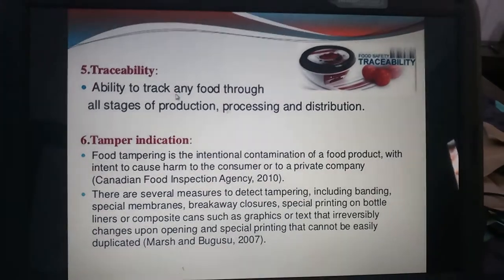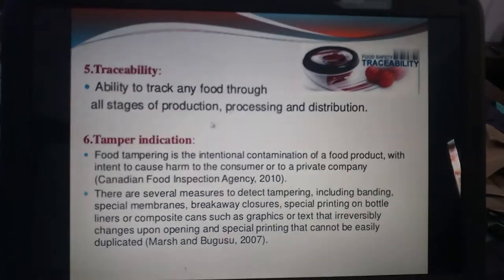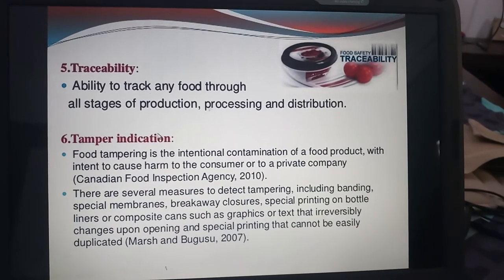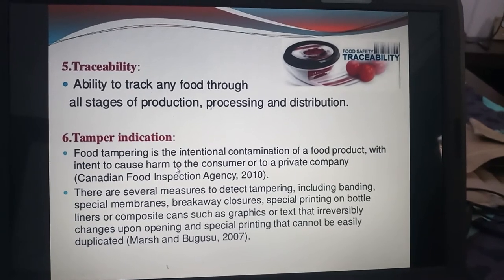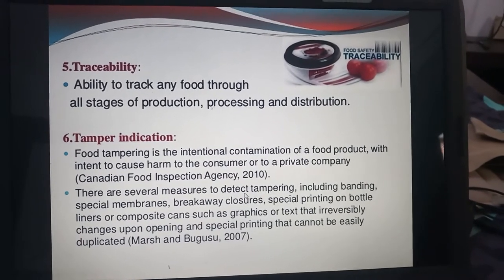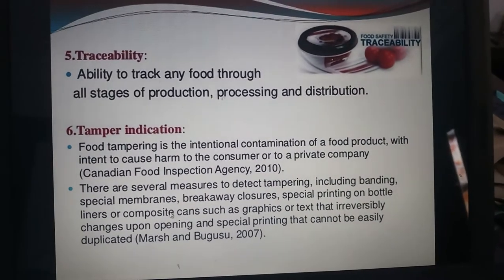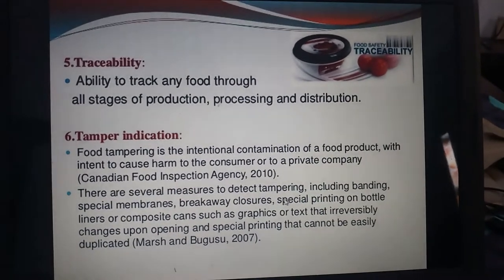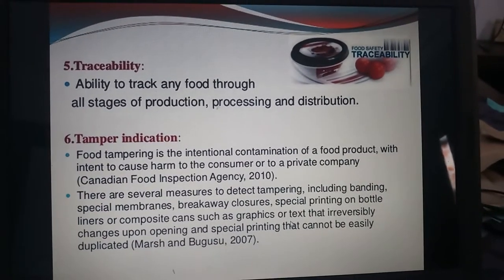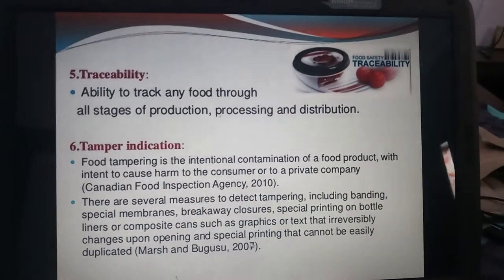Traceability, that is, you can track any food through all the stages of production, processing and distribution. Then is tamper indication. Food tampering is the intentional contamination of the food product with the intent to cause harm to the consumer or to a private company. There are several measures to detect tampering, which include banding, special membranes, breakaway closures, special printing on bottle liners or composite cans, such as graphics or text that irreversibly changes upon opening, and special printing that cannot be easily duplicated.